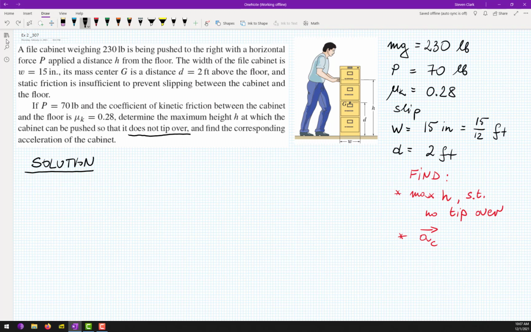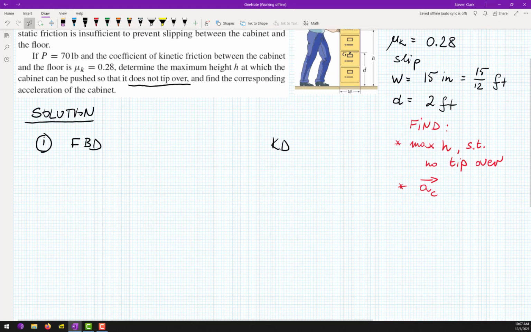I don't know. Okay. So do you remember our recipe from the first part of the semester for kinetics? So we just follow it here. We'll start with our free body diagram and kinetic diagram. So in here, I just would like to model this cabinet as a rectangle, where center of mass is here, C. I'm just gonna copy paste it to my kinetic diagram, okay?